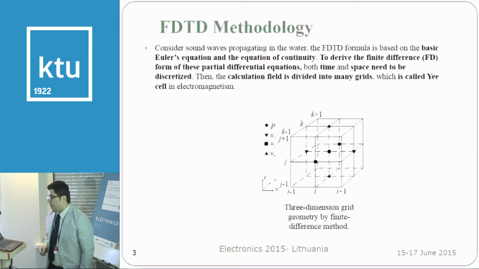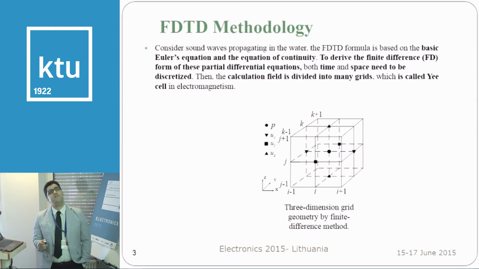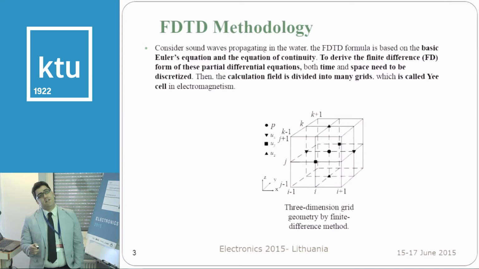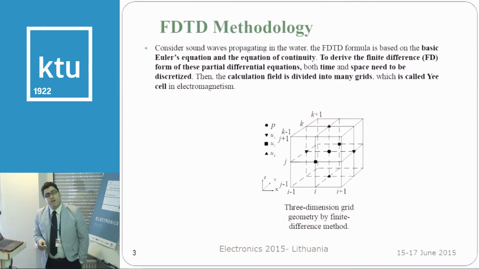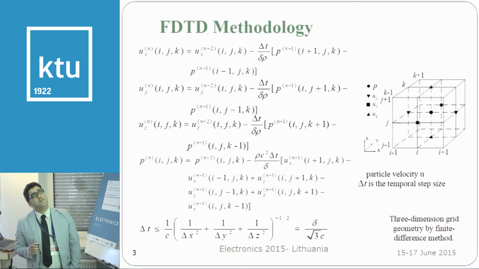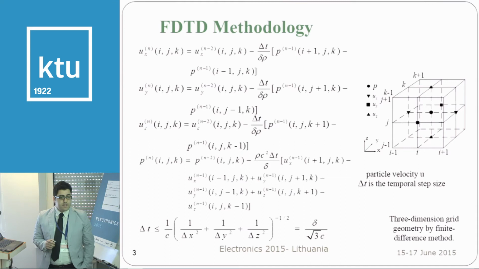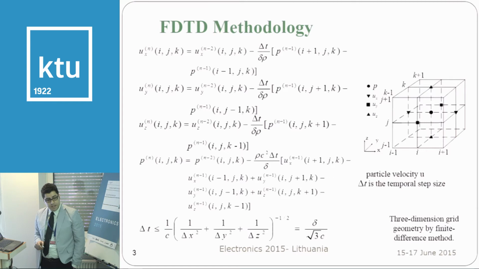Considering sound wave propagation in underwater, the formula of FDTD consists of the Euler equation and the equation of continuity. As you can see here, we divide the computational domain into several grids, which we call the three-dimensional grid geometry by FDTD formula. For example, we have X, Y and Z directions, which is space, and this is the classical FDTD methodology. All the formulas consider time and also space in X, Y, and Z directions. And in this classical FDTD, the time step must be small enough, as you can see here, to keep stability of the algorithm.